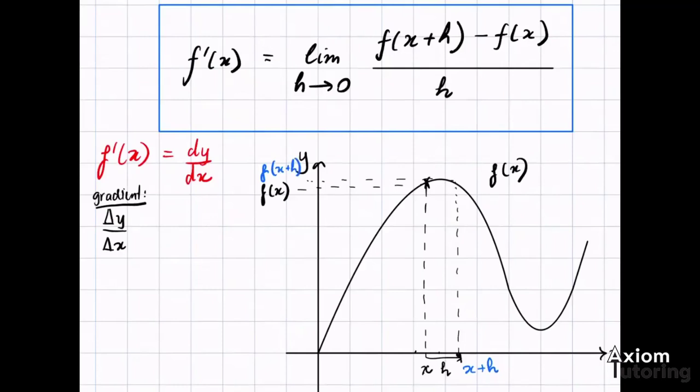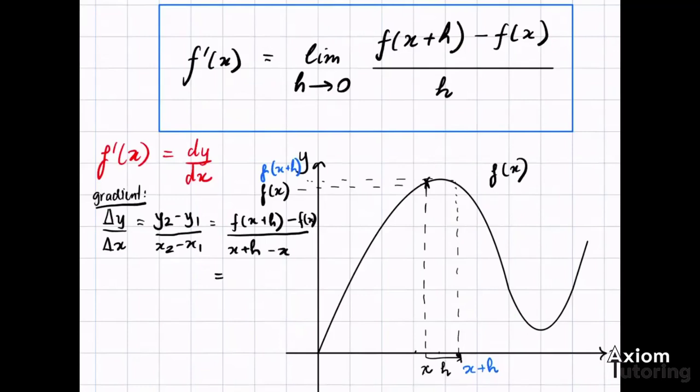So now, if we calculate the change in y, it is y2 minus y1. Our change in x is x2 minus x1. That's our definition of our gradient. So in that case, the change in y will be f of x plus h minus f of x, over the change in x, which is x plus h minus x.